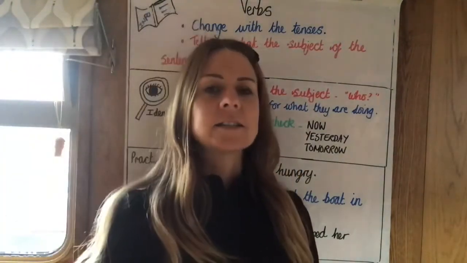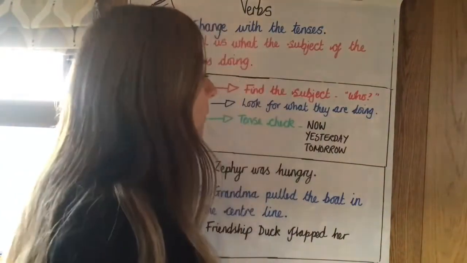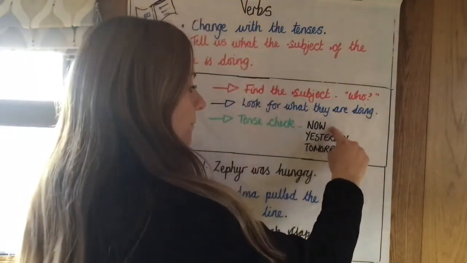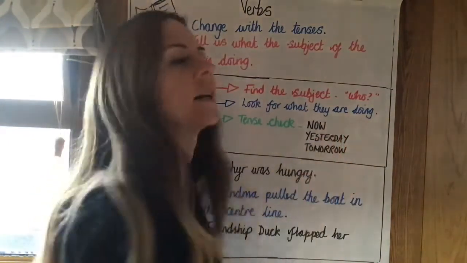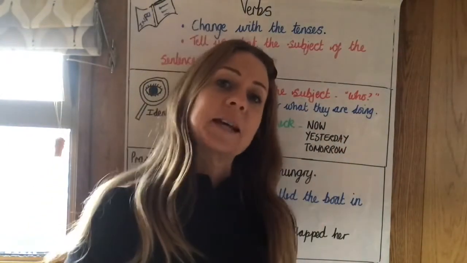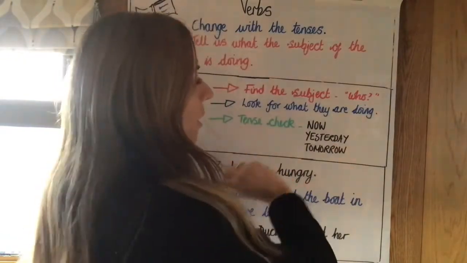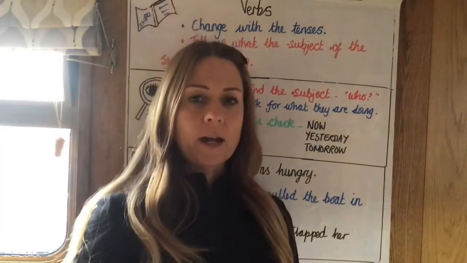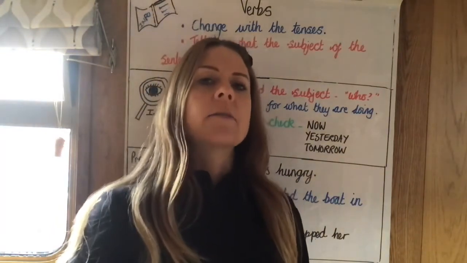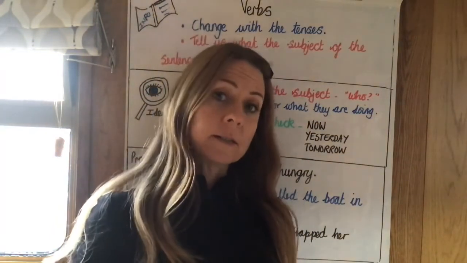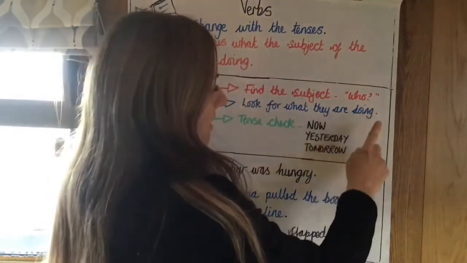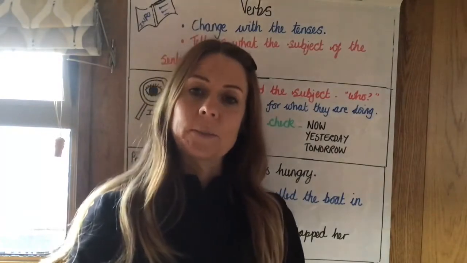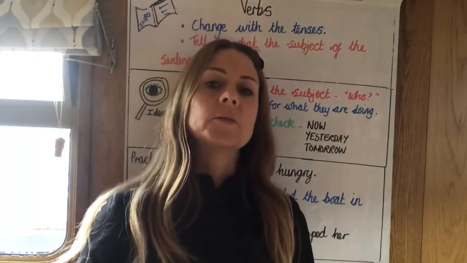So you read the sentence 3 times. You find the subject of the sentence first, and then you put the word now in front of the subject, and that will put the sentence in the present tense. Then you read the whole sentence again, and you put the word yesterday in front of the subject, the who the sentence is about, and that will put the whole sentence in the past tense. And finally, you read the sentence again, and you put the word tomorrow in front of the subject, and that will put the sentence in the future tense.